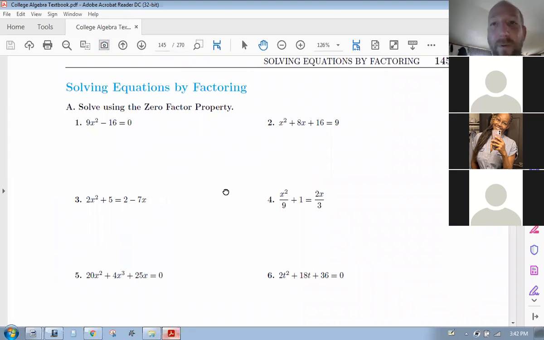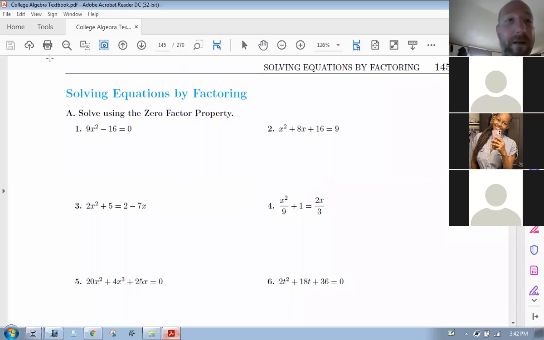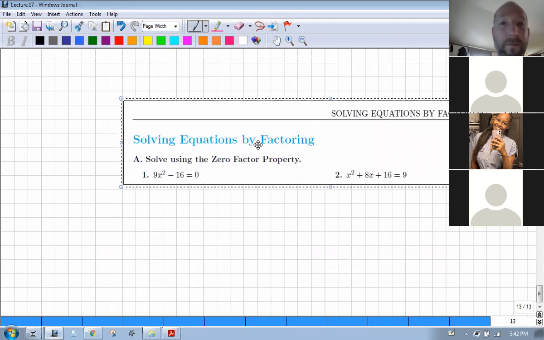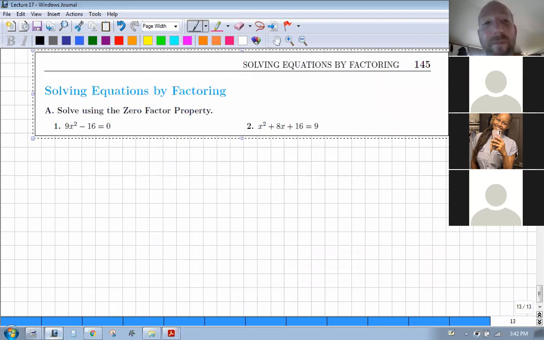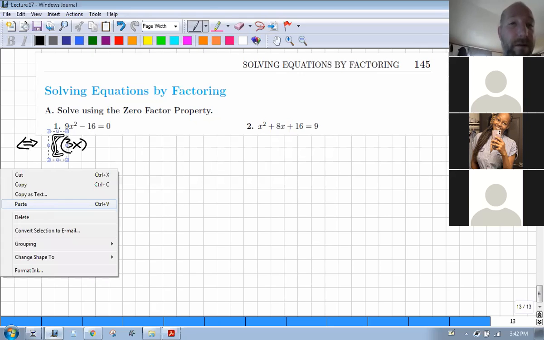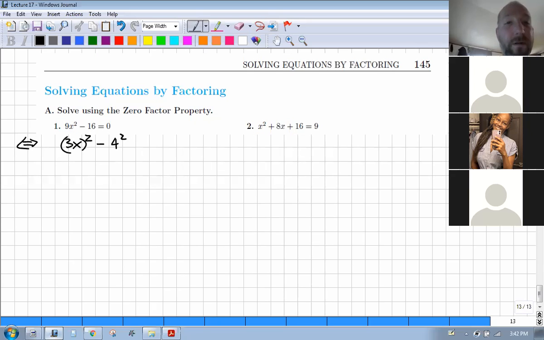All right. But what we need to get down here more than anything is simply being able to solve equations. So the 0 factor property means if you factor this thing, you can set each factor equal to 0. So if we factored this, this equation is equivalent to 3x² minus 4². The difference of 2 squares. So this would be a 3x minus 4 times a 3x plus 4.